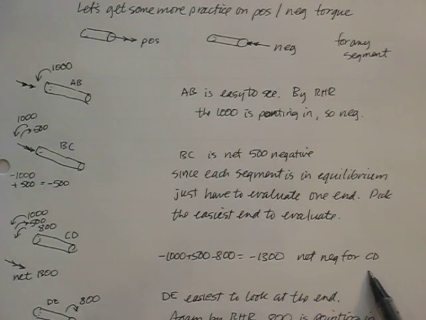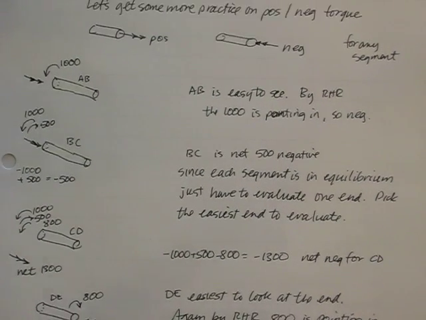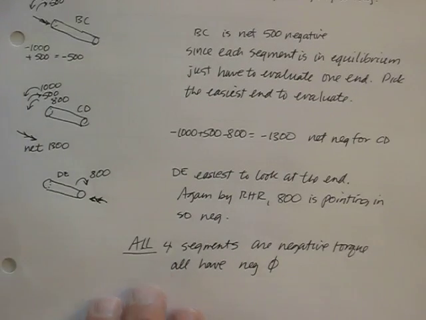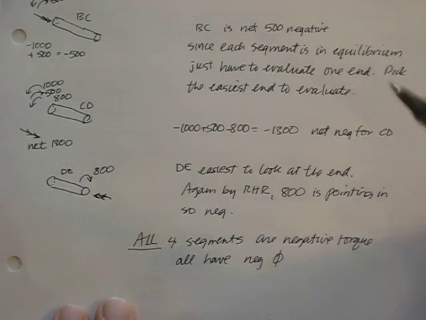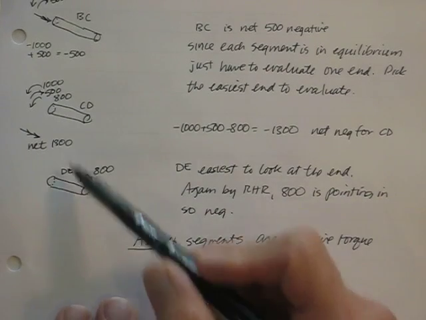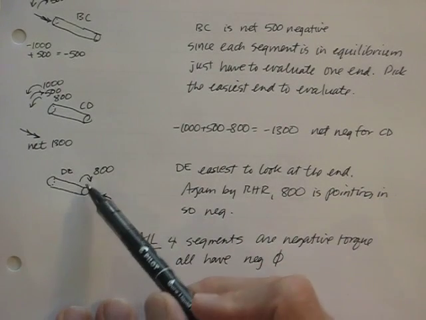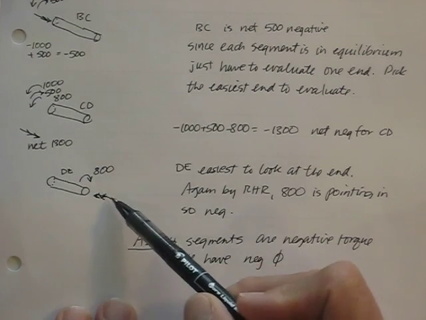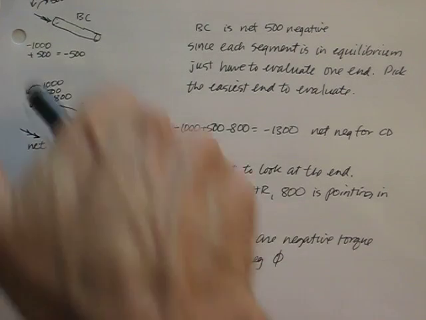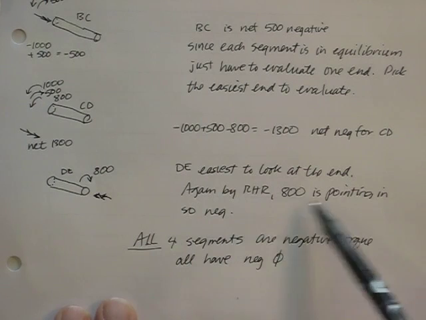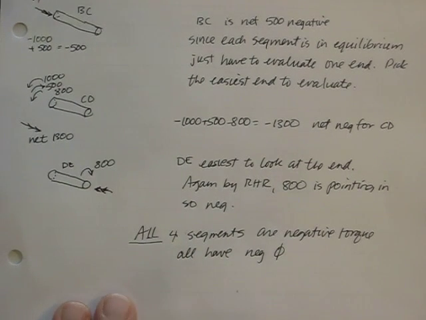All right. So again, another negative. And then the last one, that's the easiest because either one of the ends is easy, because if you know what the end is, you know what the whole segment is. So in this case, I'm going to look at this end. I got an 800 going in that way. I know that it's pointing in because of the right-hand rule. That's negative, so again, they're negative. So all four segments are negative, and if we were to add up the phis for each one, then we would obviously get a negative phi.